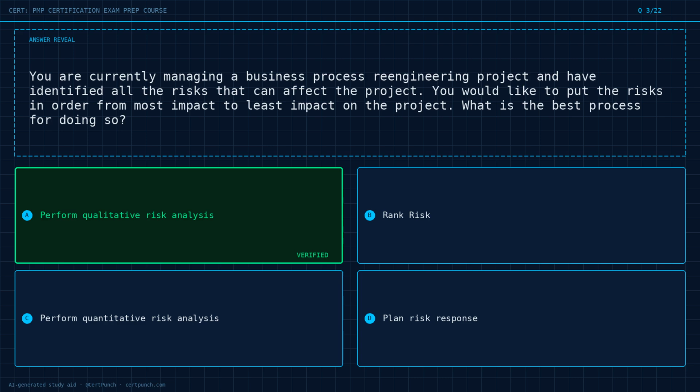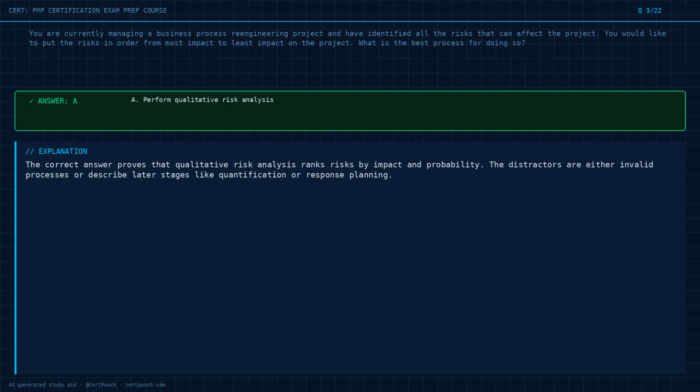The answer is option A. Key cue. The correct answer proves that qualitative risk analysis ranks risks by impact and probability. The distractors are either invalid processes or describe later stages, like quantification or response planning.